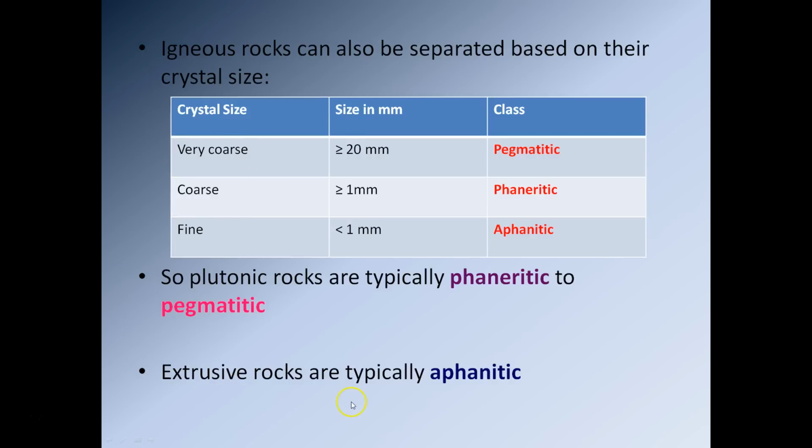In the case of extrusive igneous rocks, the magma is erupted onto the Earth's surface in the form of lava, which cools quickly because the air is comparatively cool. And so because the magma cools quickly, it means the crystals are very, very fine. And so the vast majority of extrusive igneous rocks are aphanitic in their makeup.